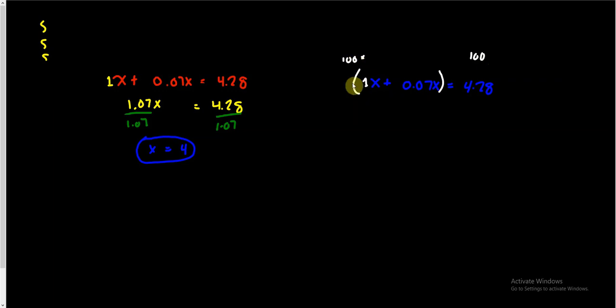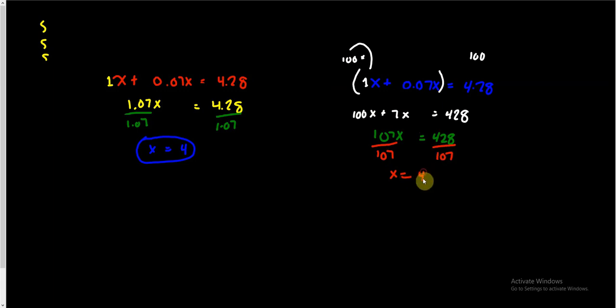So let's see, 100 times x, that'd be 100x. 0.07 times 100 would be 7x. And 428 times 100, or 4.28, would be 428. All multiplying by 100 does is move the decimal twice. Well, these are larger numbers, but it's actually not hard. 100x plus 7x is 107x. That's equal to 428. And then I would just need to divide by 107. Oh, x equals 428 divided by 107, which is 4. So I do get the same answer no matter which way I did it.